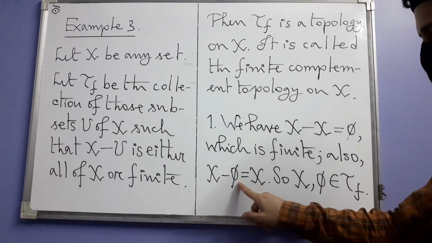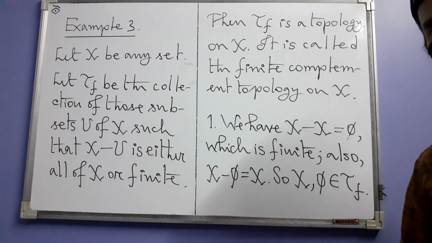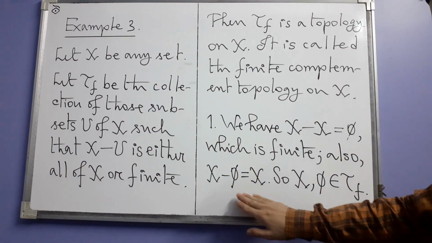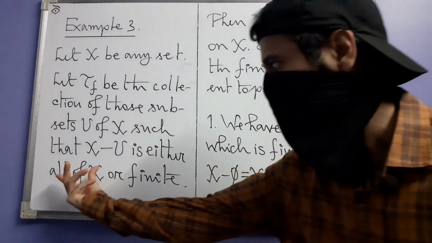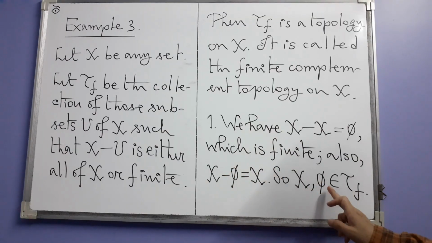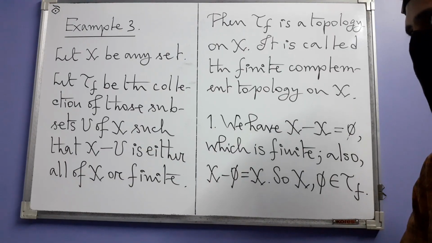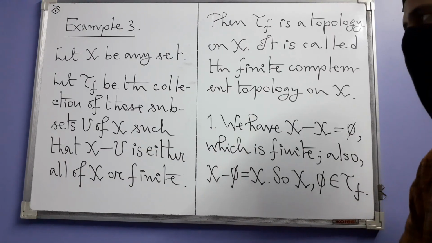What is the complement of the empty set? That is the entire set X. So in this case, X difference U is all of X. So again, because of that, the empty set also belongs to tau f. So that means axiom 1 is true for this collection. Next we go for axiom 2.